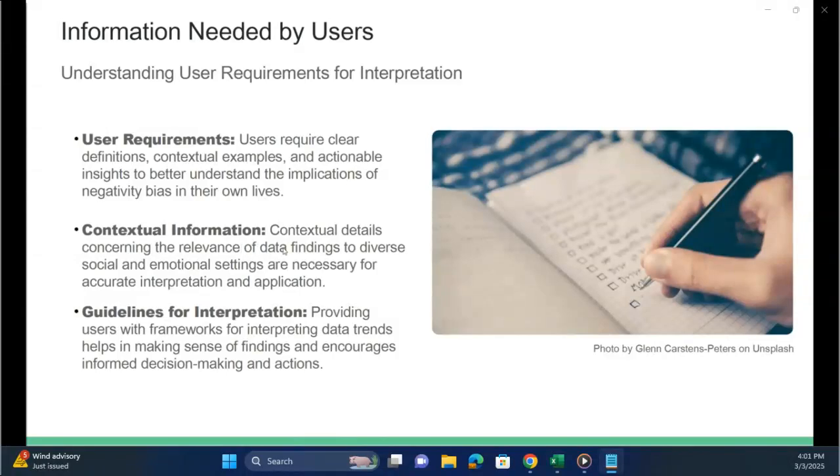And this also includes contextual information we provide them. We'll provide contextual details concerning the relevance of these data findings to diverse socio-emotional settings, which are necessary for accurate interpretation and application. And some guidelines we will set with users for interpretation: we'll provide users with frameworks for interpreting data trends, and this helps them in making sense of findings and encourages well-informed decision making and thus actions.